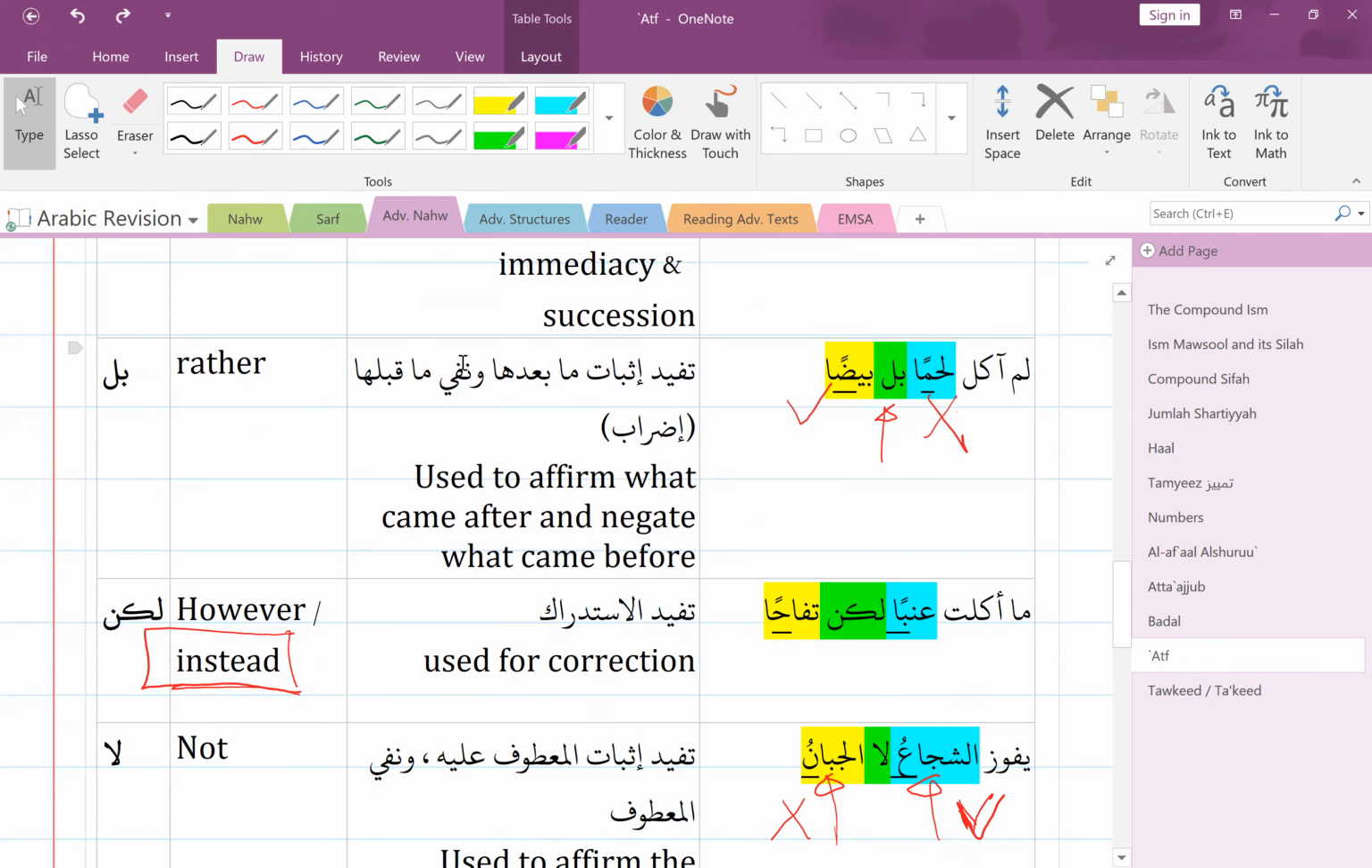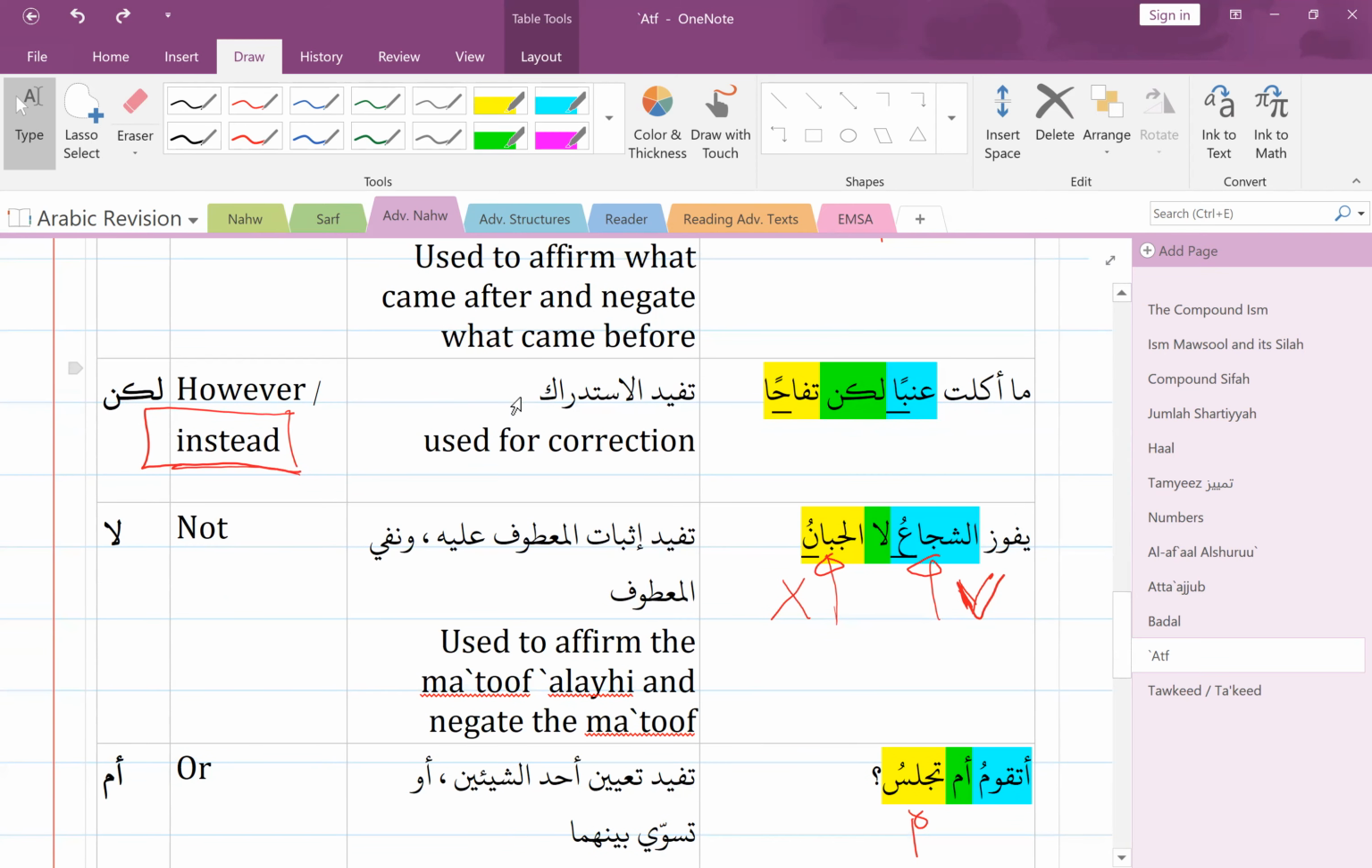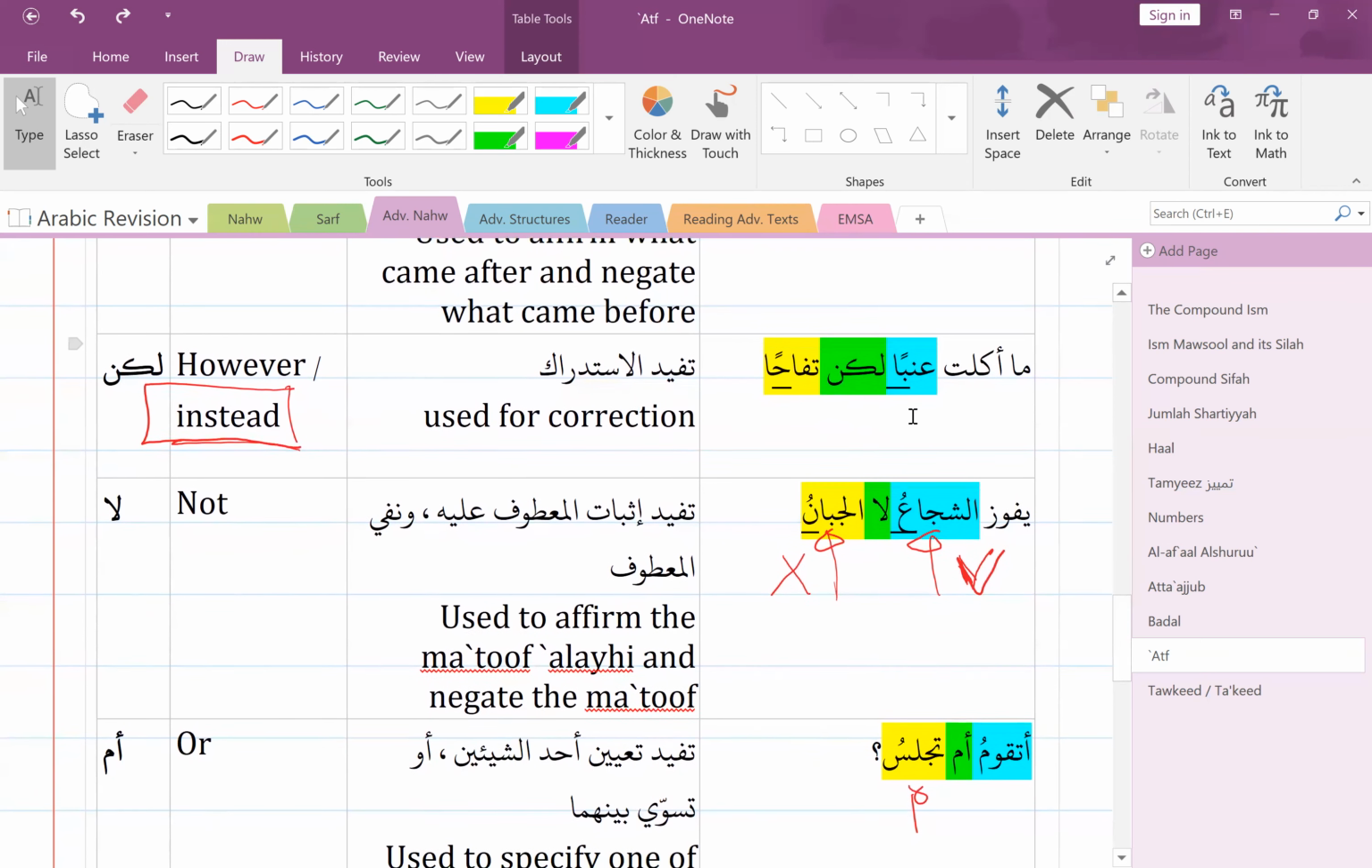And then of course we explained bal, ithbat ma ba'daha, so it affirms what comes after, and wanafiyun ma qablaha, and it negates what comes before. So what comes before, we are negating. What comes after the bal, we are accepting, as we are saying yes to. And then of course al-istidrak, we said istidrak basically is to correct the narrative. Like you said something, but you realize that's not the truth, that's not the reality, so you're correcting that. Or you're like, oh, instead it was apples, so you're correcting that statement that you made.